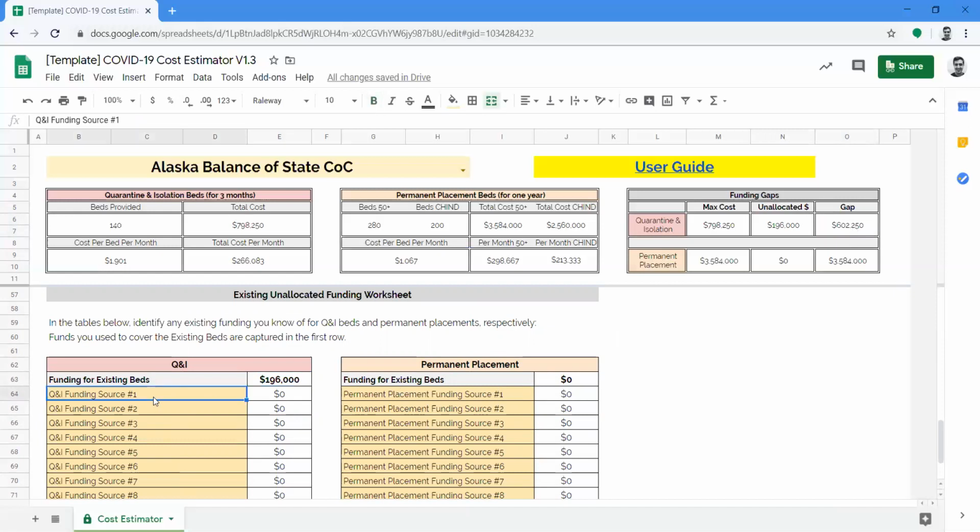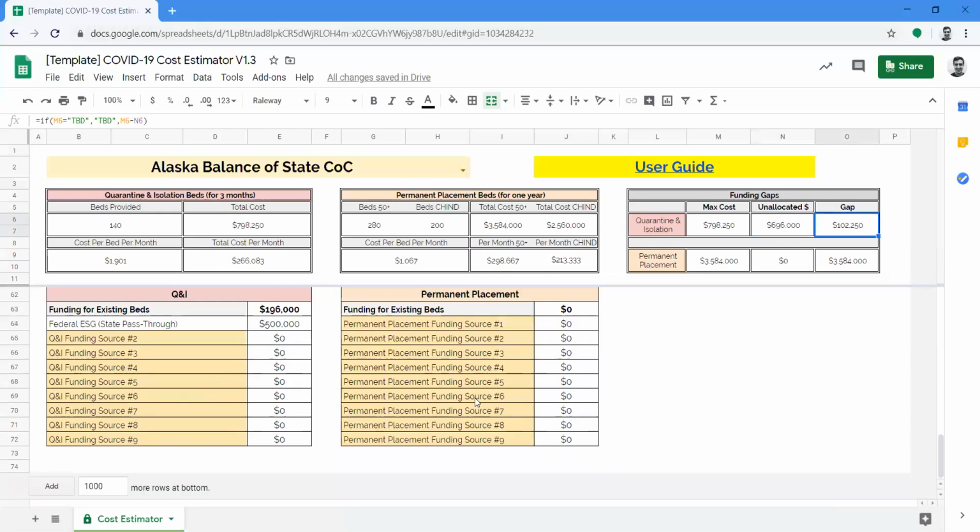And then you can indicate that you're getting federal ESG money, maybe on a state pass-through. And you can say, we think we're gonna get $500,000. Suddenly your gap is down to $102,000 because it's summing the $500,000 and the $196,000 for a total existing funding of nearly $700,000, and that gives you a smaller gap. Again, the exact same holds true for permanent placement.